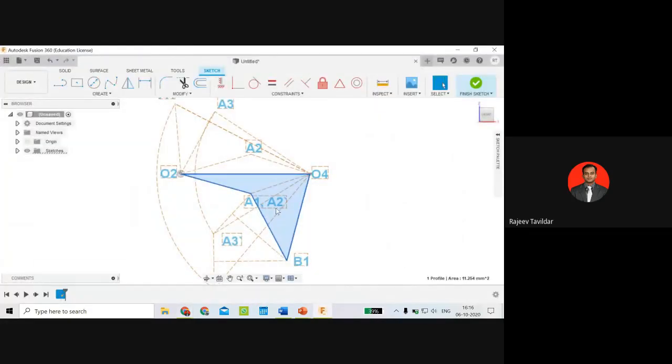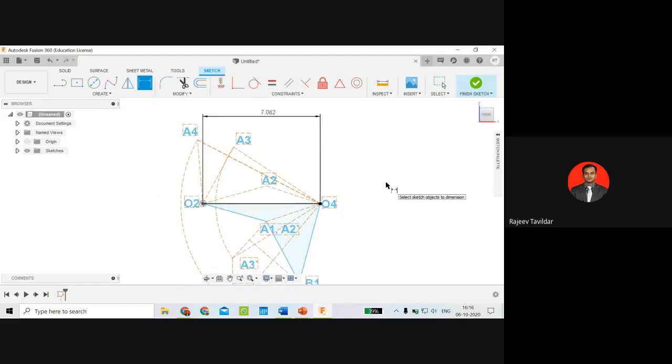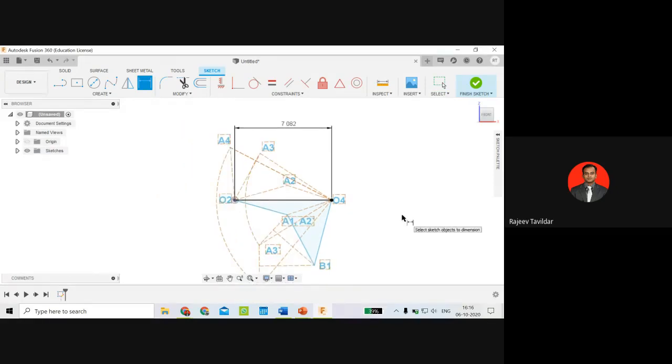So this will complete the problem. I want you guys to measure the link lengths and tell me so that we can verify your answer. Can you tell me what is the link length O2, O4? What I'm getting here is around 7.08. Okay, so approximately 7 centimeters should be your O2, O4. I'll also measure the output link, that is O4B. It should be somewhere around 5.1 centimeters.